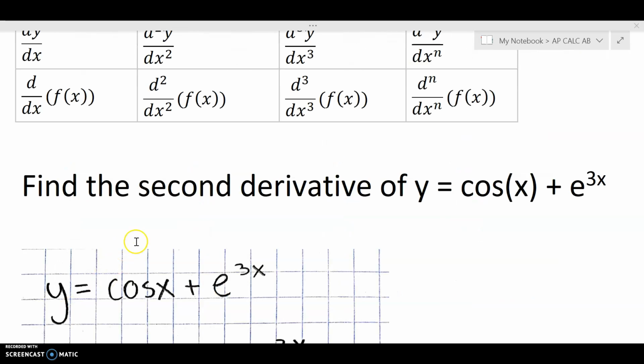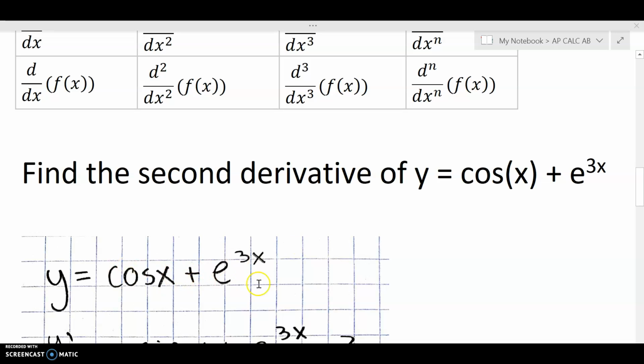So here's our second problem. It's asking us to find the second derivative of y is equal to the cosine of x plus e raised to the power of 3x. Okay, so the first thing we want to do here is to find the first derivative, because essentially the second derivative is just the derivative of the first derivative. Now, I know that sounds extremely complicated, but it's really not. Let's just start off this problem with finding the first derivative, which we know how to do very well.